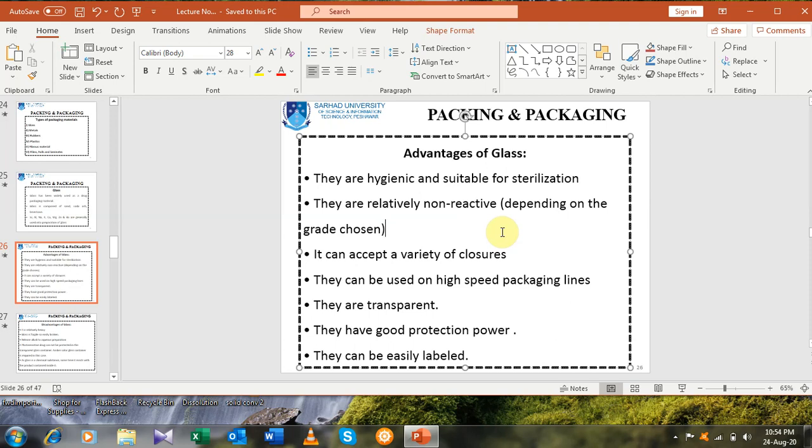It can accept a variety of closures, and can be easily closed by different closures. If we use glass as a packaging material, it can be used on high-speed packaging lines. Packaging can be done easily, and the speed of the packaging is more as compared to the other packaging materials. They are transparent and have good protection power, and they can be easily labeled.